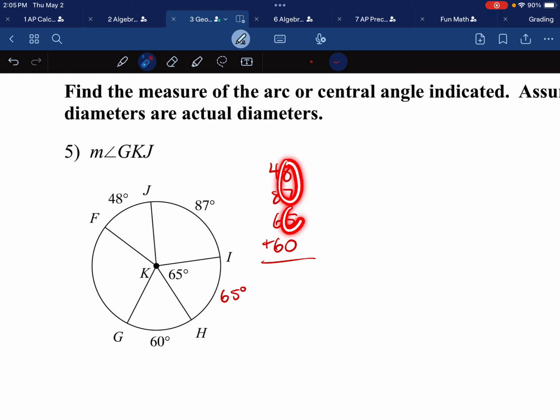We have 8 and 7 is 15, plus another 5 is 20. So there's the 0 and the 2. And 2 and 4 is 6.